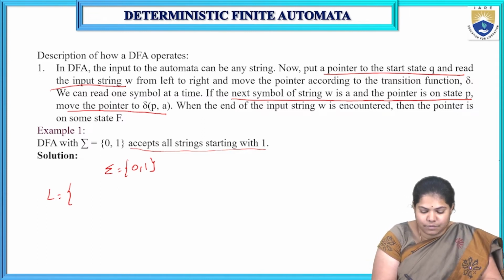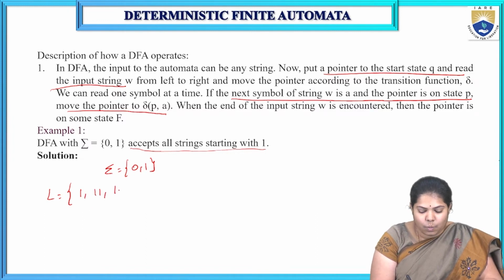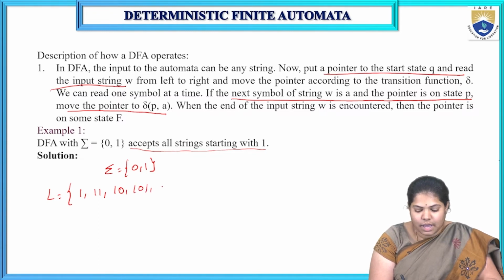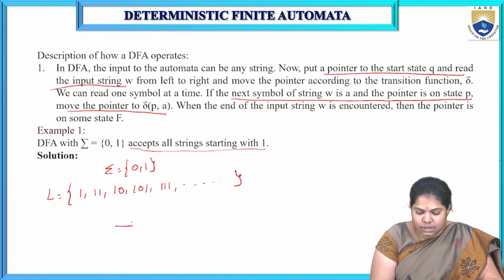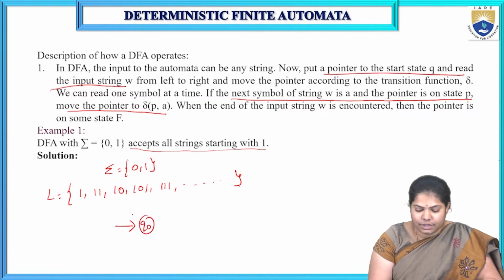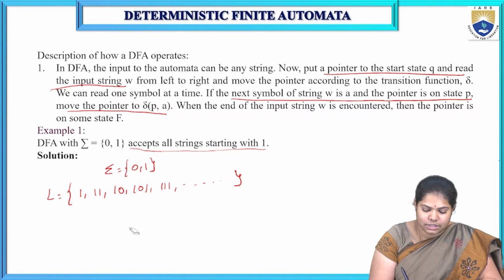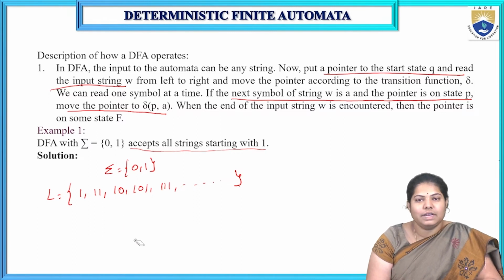Starts with 1 means 1 I can take, 1 1 I can take, 1 0 I can take, and 1 0 1 and 1 1 1 and so on. I can take any length of the string that starts with 1. So I start with Q0. Now, after writing the language, we need to define whether the language is a finite language or not.